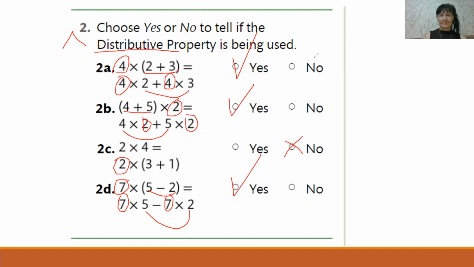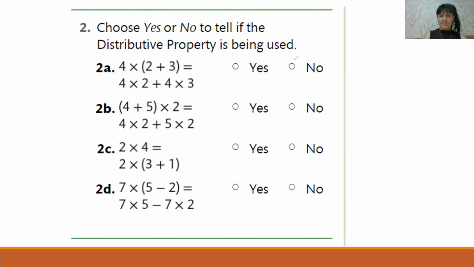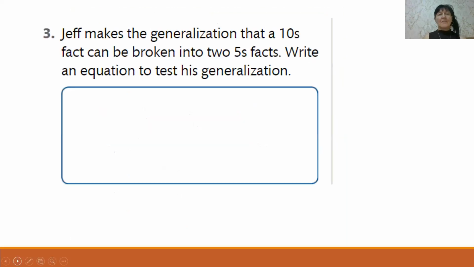Okay, that's it. Now let's go to number 3. Jeff makes the generalization, and I was teaching that generalization is like making a rule: that 10's fact can be broken into 2 5's fact. Write an equation to test this generalization. So this is what we do here. It's very easy. Just number 1, you are writing any equation about multiplying by 10. So any number, choose any number.